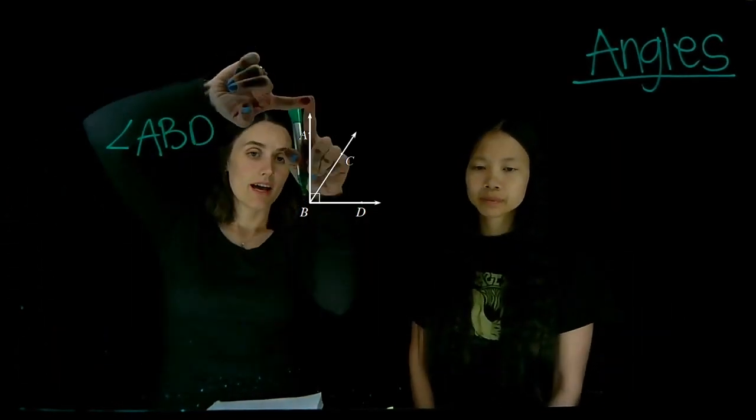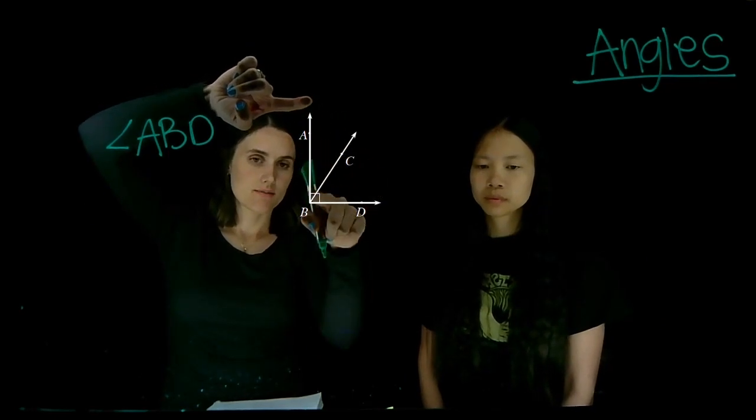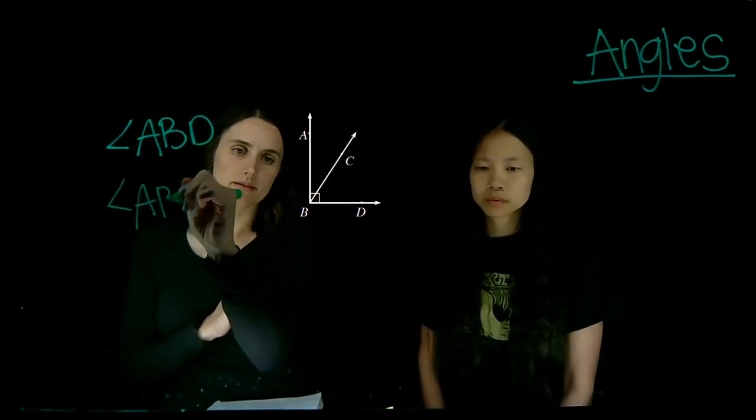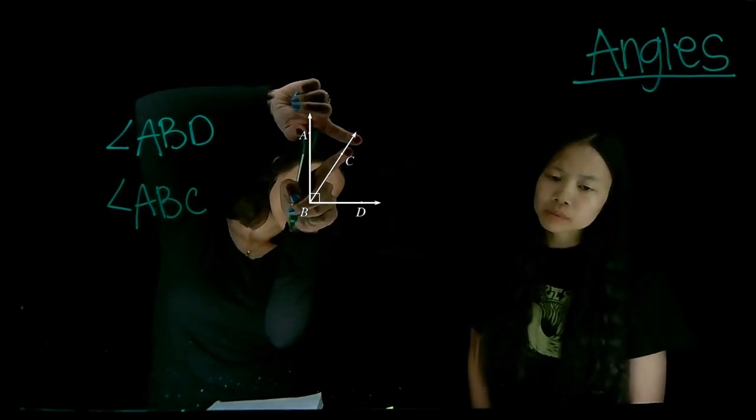And then we also have angle ABC. That is this small angle at the top. So we have angle ABC, and then we have angle CBD.